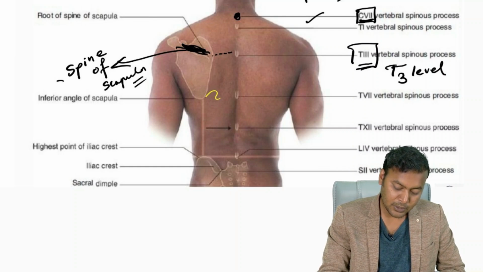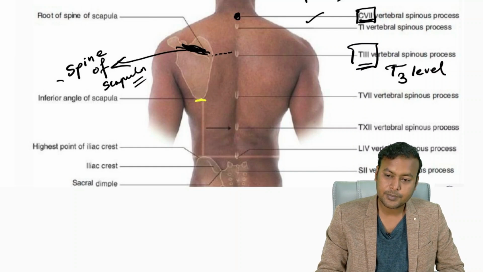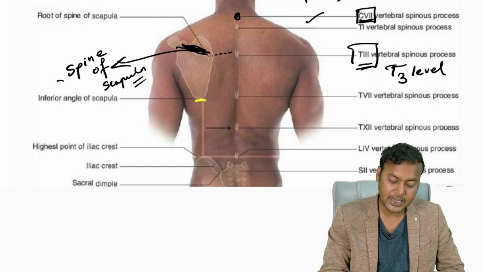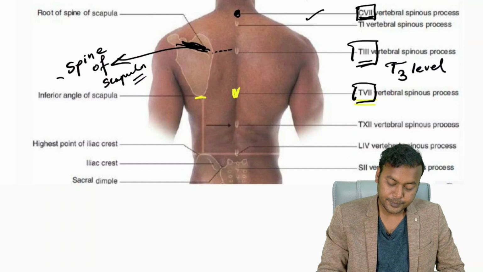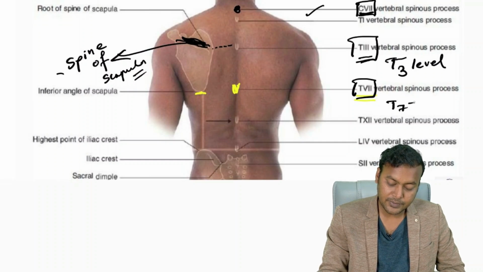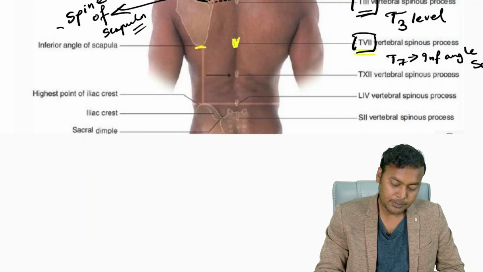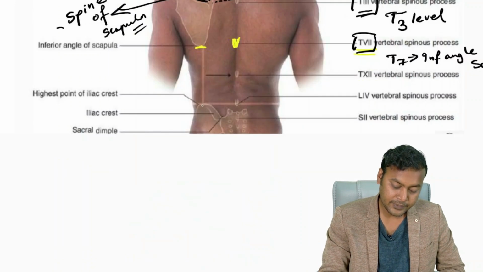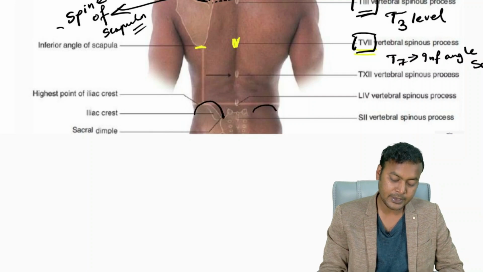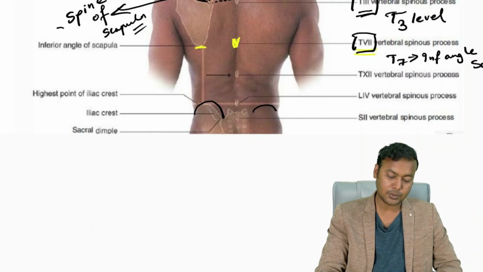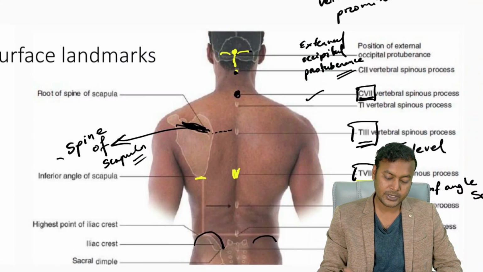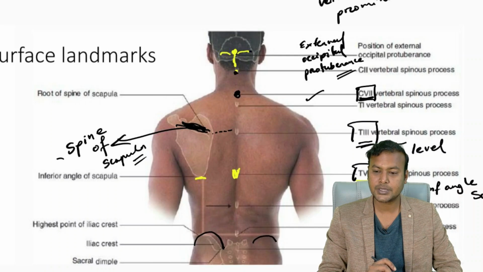Now, as we move downwards, we can palpate the inferior angle of the scapula. This inferior angle of the scapula lies at the level of T7. So, at the thoracic vertebra level 7, we have the inferior angle of the scapula. Apart from that, another important surface landmark is the iliac crest, which we can palpate as we move further down. So students, these are a few important surface landmarks that we should know.